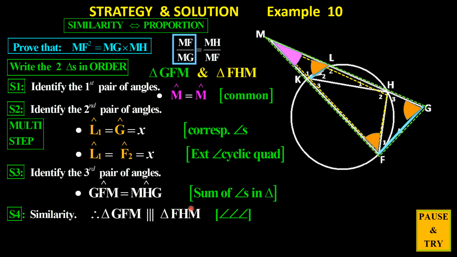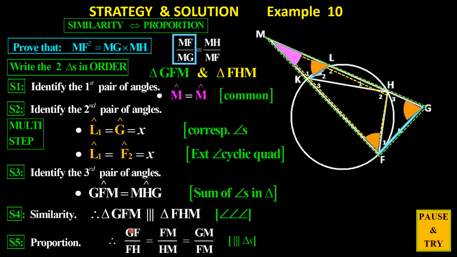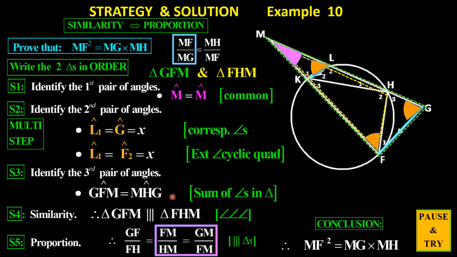GFM is similar to FHM. And from the similarity, we can write down the proportion, should be very easy. GF over FH and FM over HM and GM over FM. But that's not what we want. We want to find MF squared. So as you see, there's a MF, and this is the pair that we actually need. If we now multiply out and write it in the required form, FM is the same as MF. So MF squared is MG times MH, right?